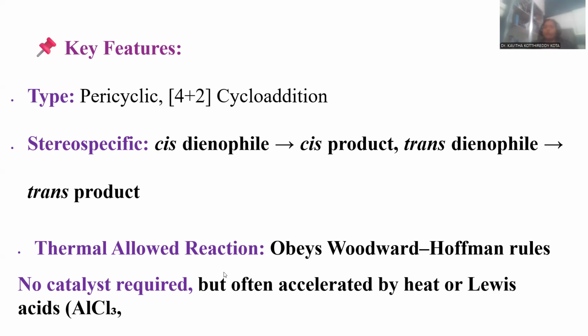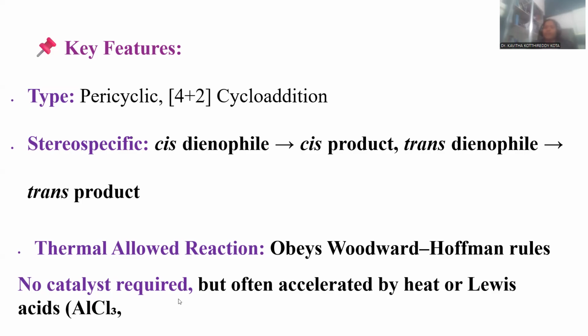Being a kind of pericyclic reaction, it is thermally allowed, so the reaction is accomplished by raising the temperature; heating conditions are sufficient in order to accomplish the reaction. It obeys Woodward-Hoffmann rules. Woodward-Hoffmann rules are certain guidelines, and in accordance with these rules only the reaction will proceed.